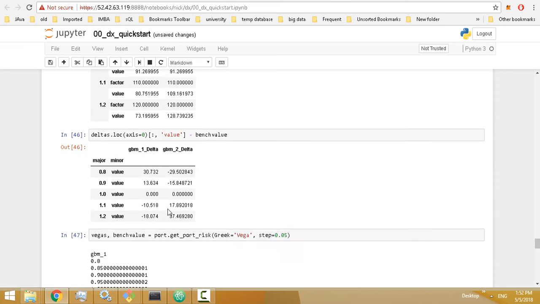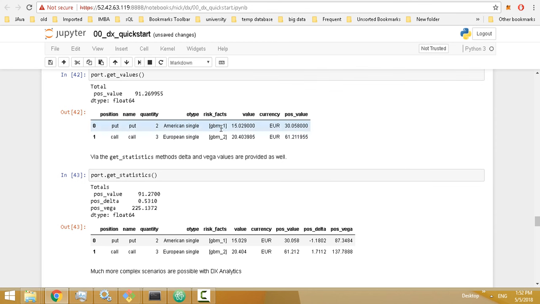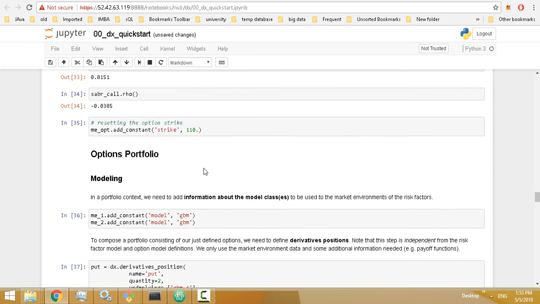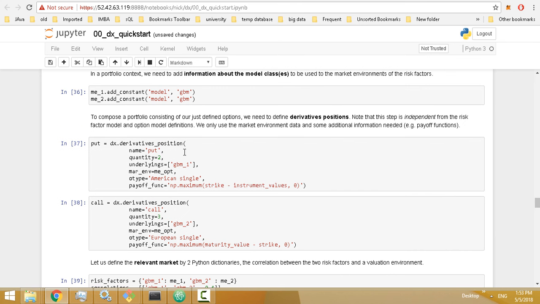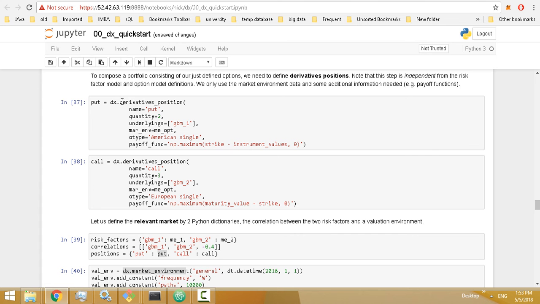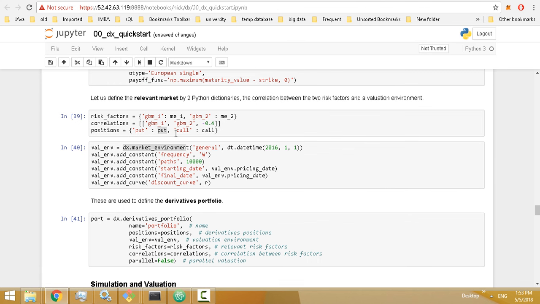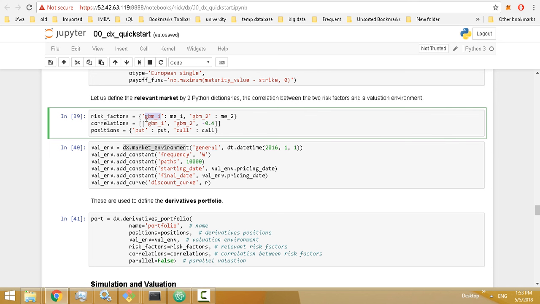So I'm going to go a little slow here. So coming back to what we did, again we defined two market environments. One is low volatility, one is high volatility, and we started in low volatility from 0.1 and in high volatility from 0.5. Then we define these two positions by dx derivative underscore positions. Then we define these two risk factors, because the market environment is really the risk factor. Then we define the correlation between these two risk factors, and we give them geometrical Brownian motion 1 and geometrical Brownian motion 2, and we define the position of put and call.